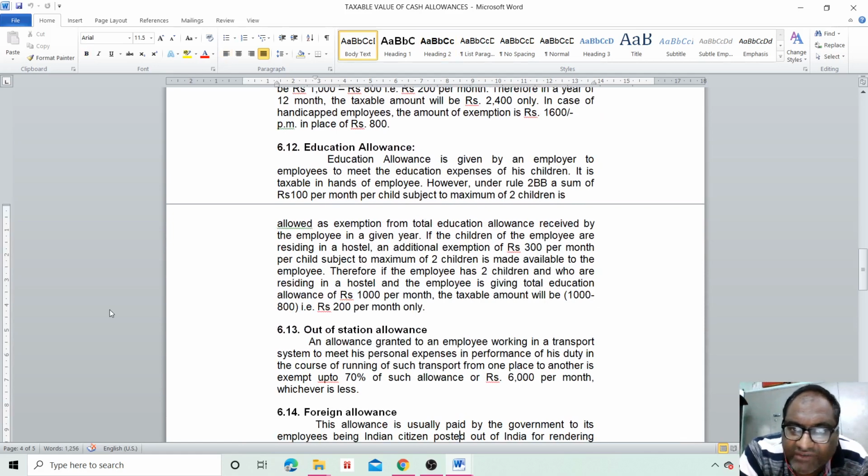Okay, now education allowance. Education allowance is given by an employer to employees to meet the education expense of his children. It is taxable in the hands of the employee. However, under Rule 2BB, a sum of 100 rupees per month per child, subject to a maximum of two children, is exempt. Additional exemption for hostel is 300 rupees per month per child.